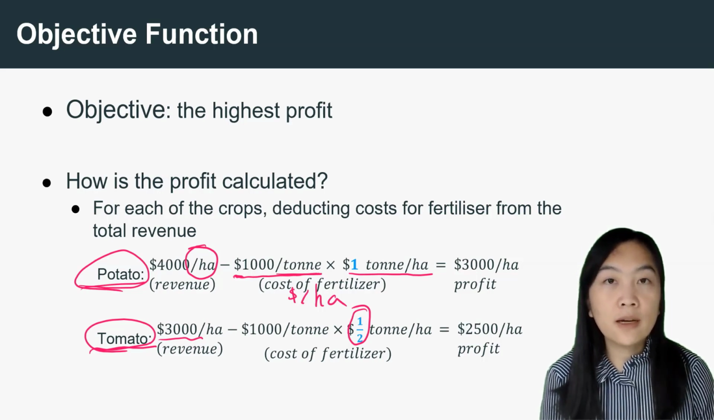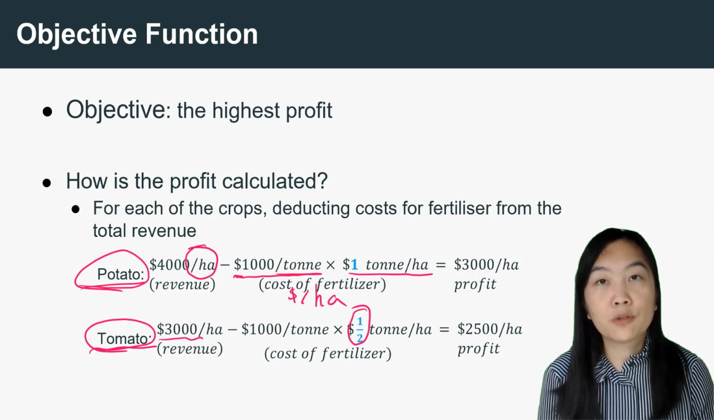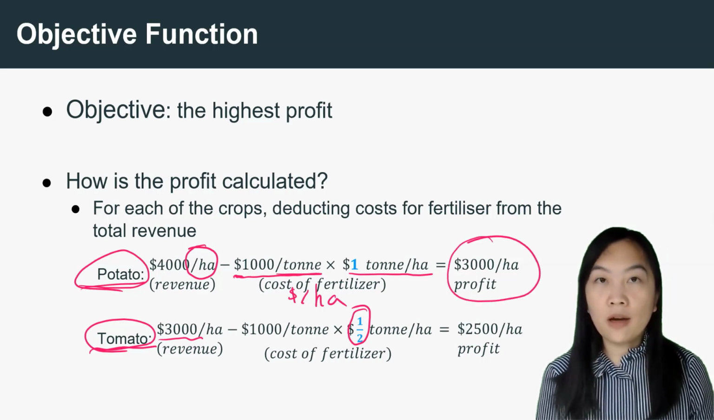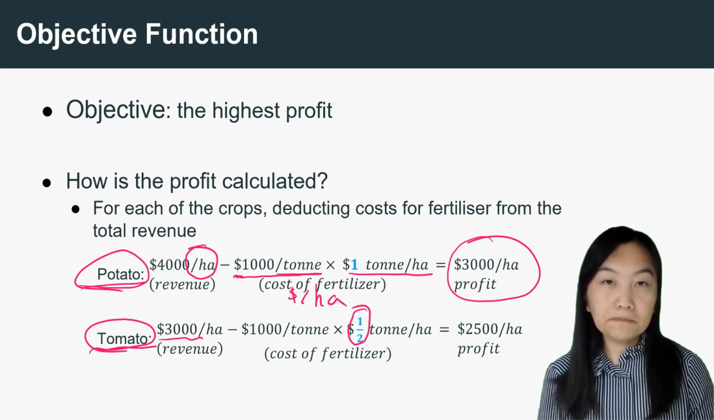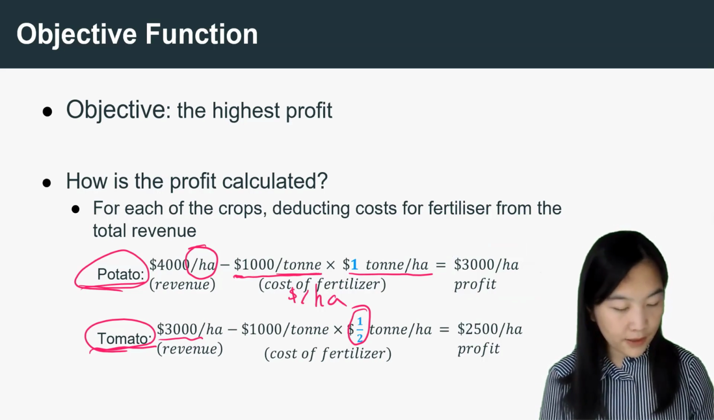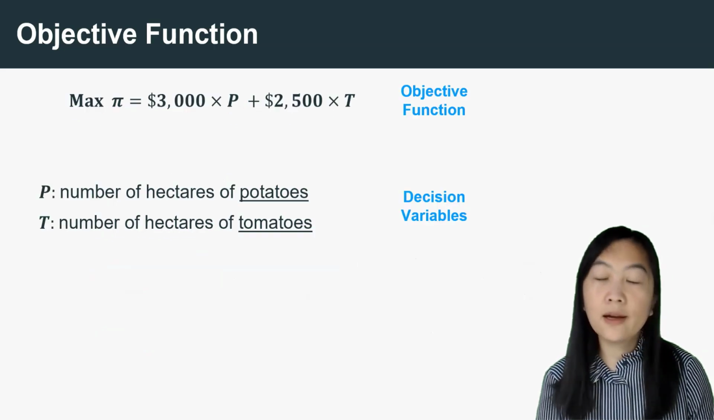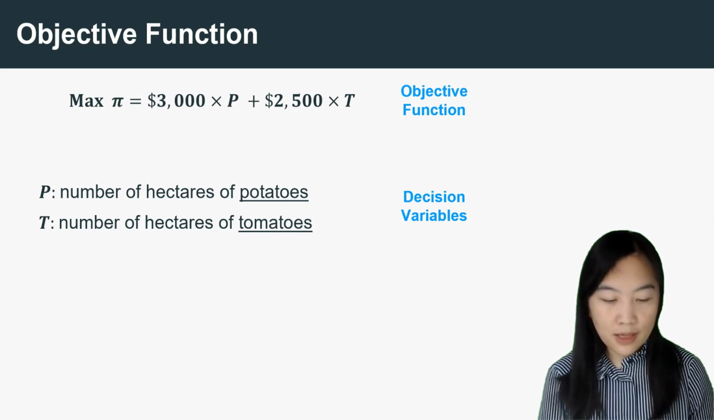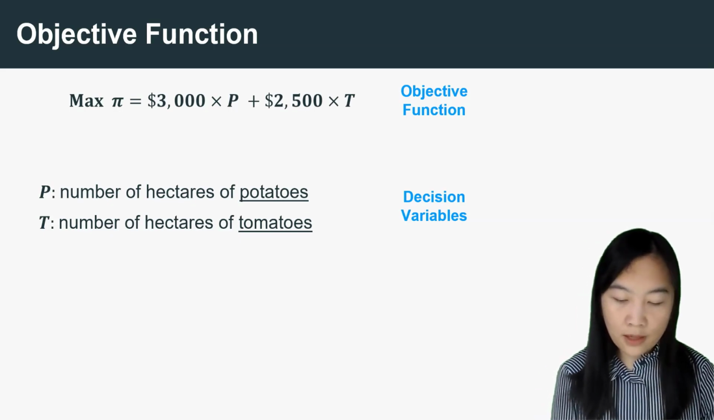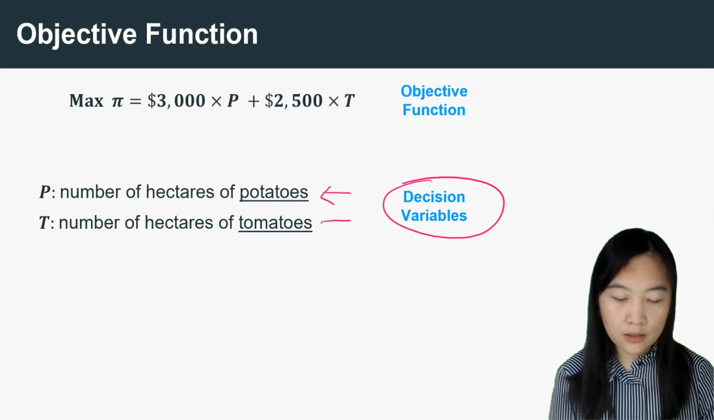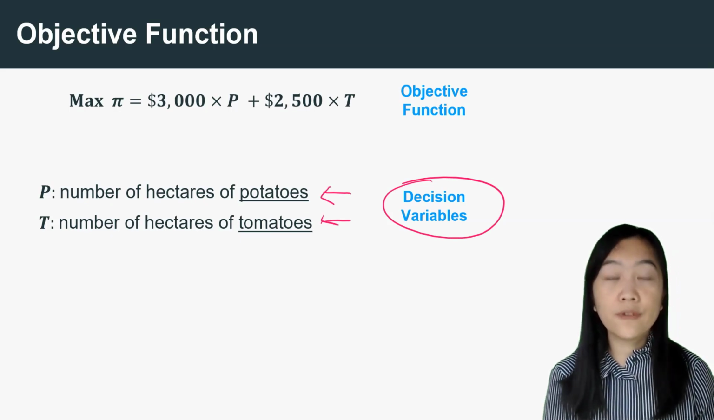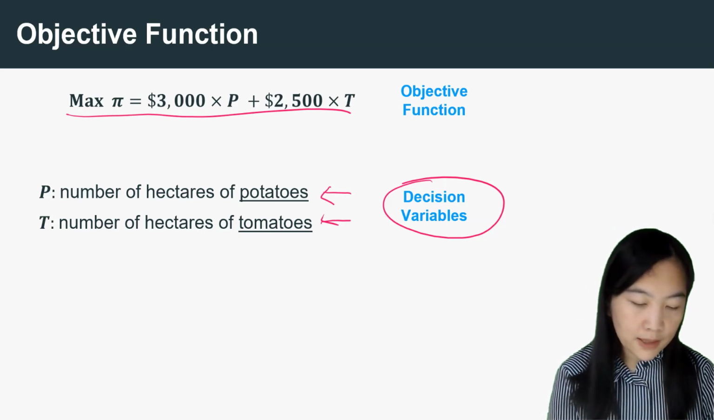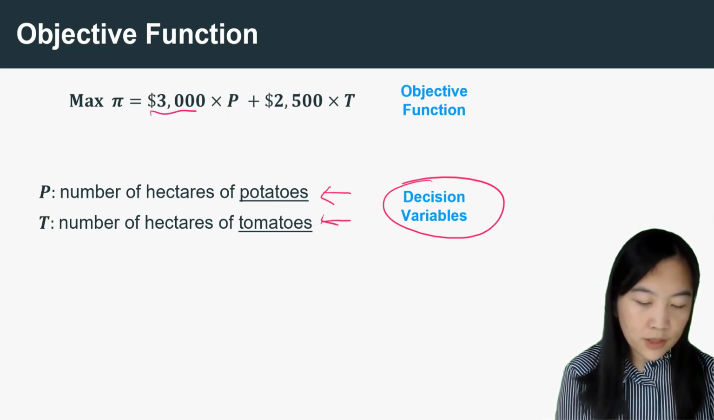So if there's an unlimited amount of resources or inputs available, then yes, we should put all of the land to produce potato. However, it's different. So there are constraints, and later on we will figure out what the constraints are. But by now, you have figured out the decision variables are those two, and you also figured out what the profit here is. So the profit is the unit profit.